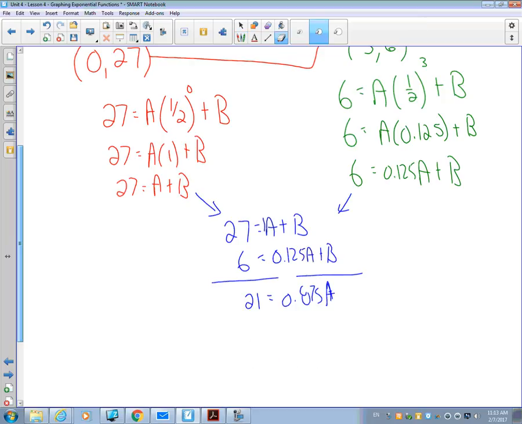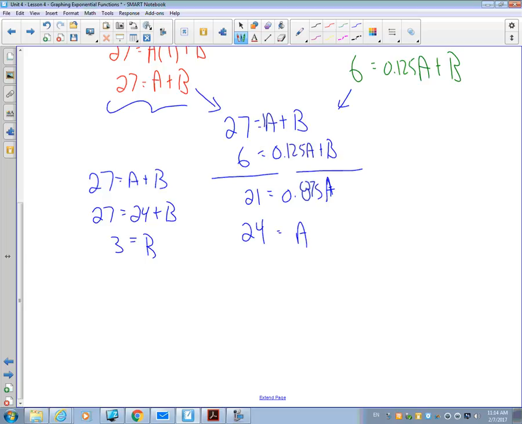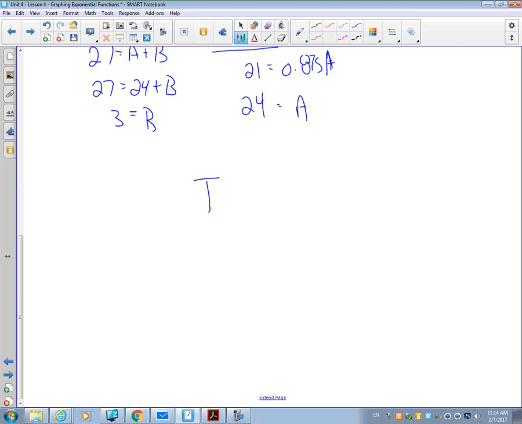Okay, so I want to solve for a. So 21 divided by 0.875a, a comes out to, I believe it's 24. I also know that 27 is a plus b, and if a is 24, well, doesn't that mean b has to be 3? So now I have myself an equation. The temperature at a given time is made up of 24, that's your a value, times 1/2 to the t plus b.